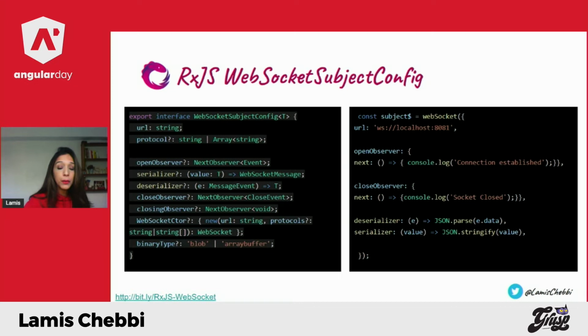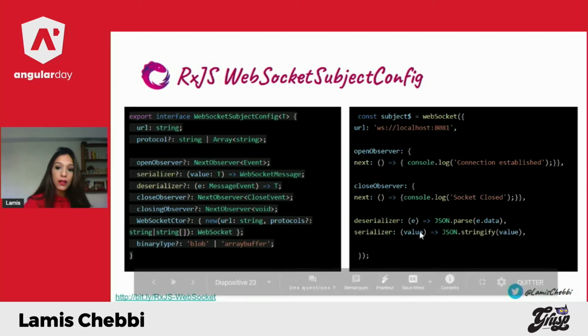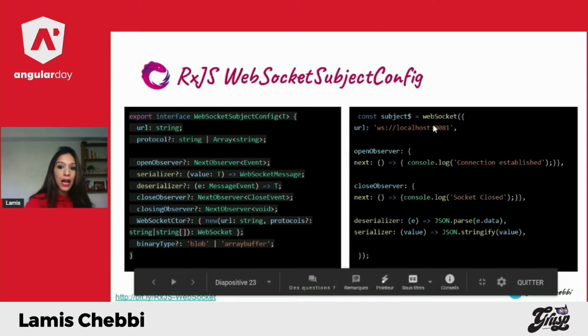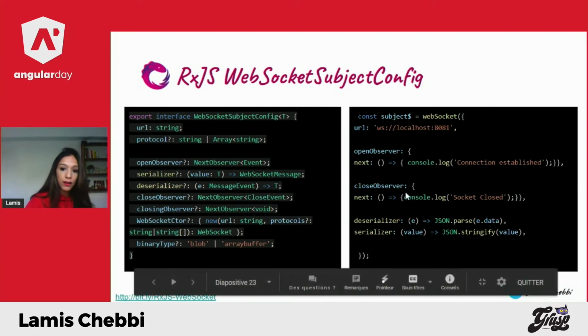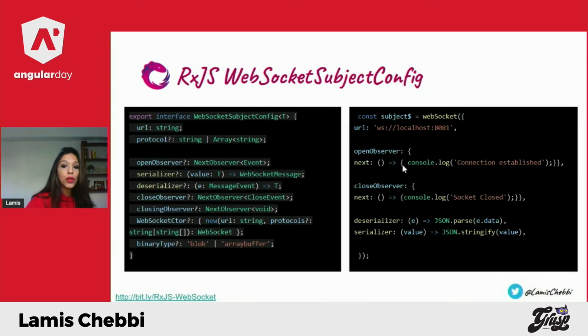To give an example here, I created my WebSocket subject observable using the second way. So here is my object. I put the URL of my WebSocket endpoint, and I did some customization here. Here I want to execute a process when opening the connection, which is a console.log, but it's just an example, and you can do much more complicated stuff for sure.